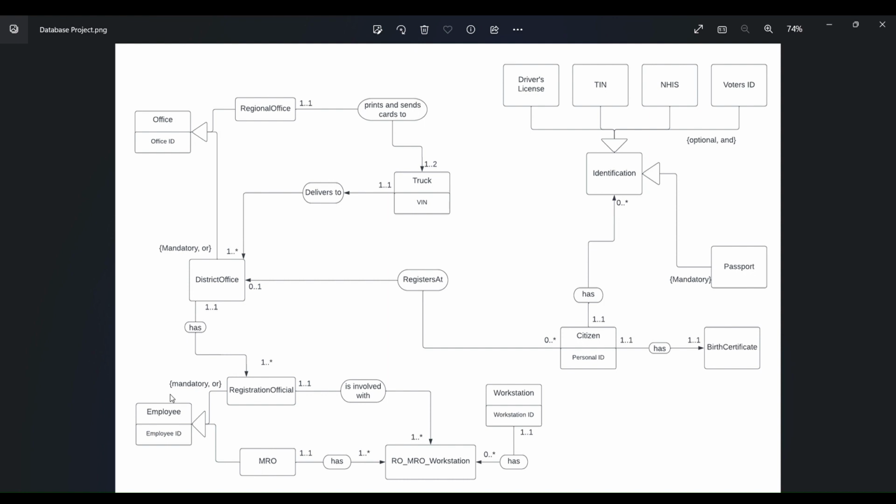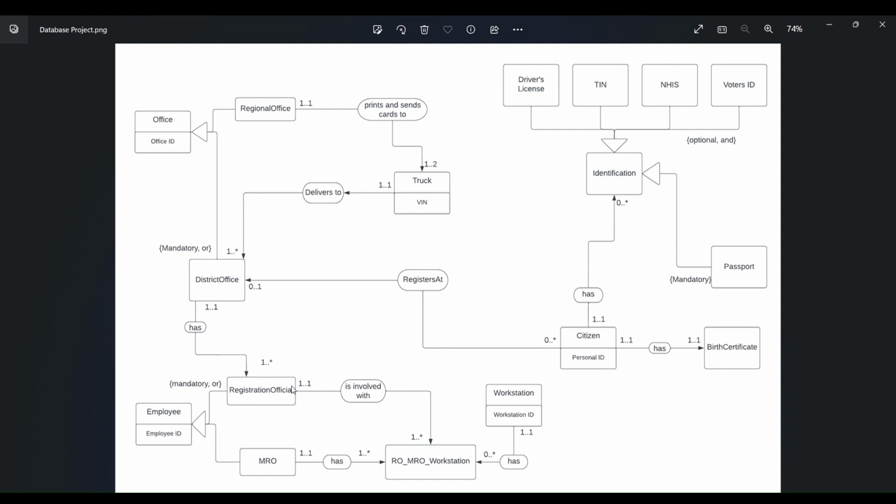So we have this process of the MRO also linking to this. Initially, MRO was linked to workstation, but it had a many-to-many relationship, so it was decomposed into an MRO workstation. So the arrow was not involved yet.